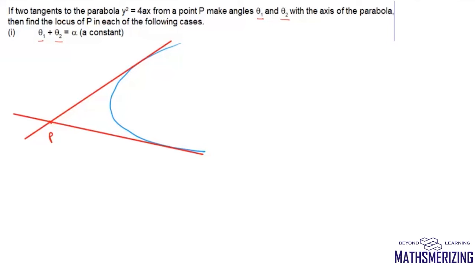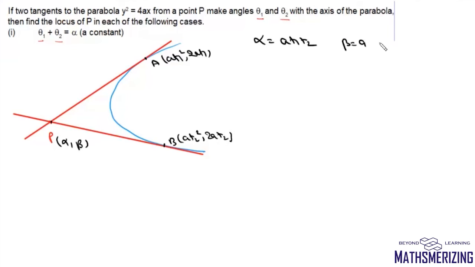So what we'll do is we'll take this P as alpha comma beta, and suppose this point is A and this point is B. So A is (a t1 square, twice a t1) and B is (a t2 square, twice a t2). Now we know that the point of intersection of tangents is given by alpha equals a t1 t2 and beta equals a times (t1 plus t2).